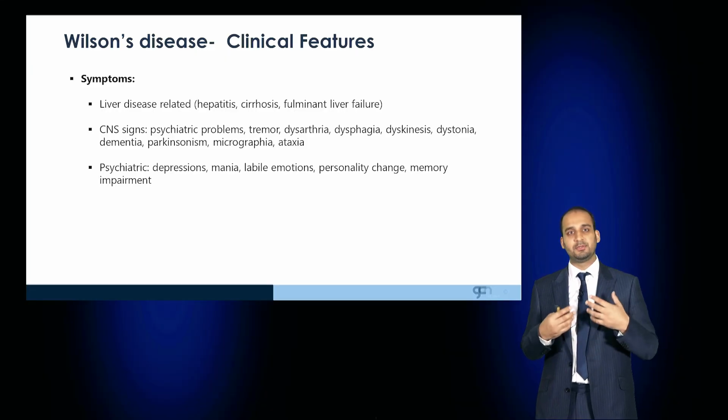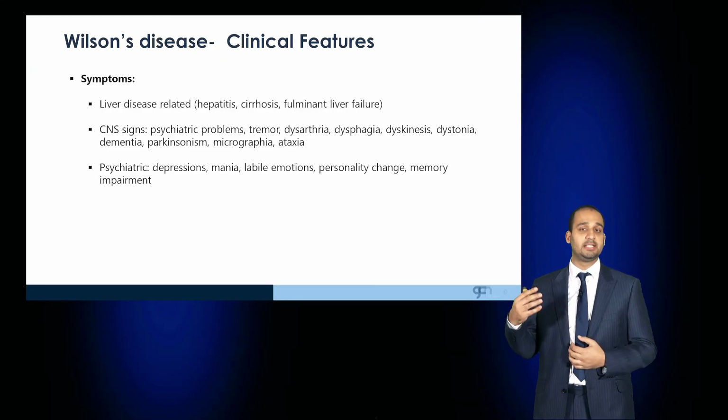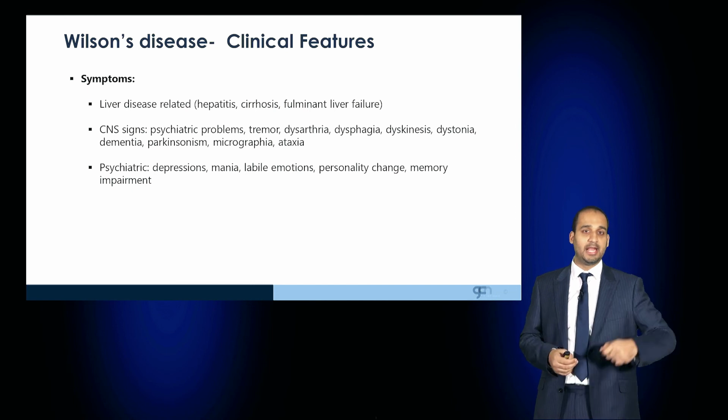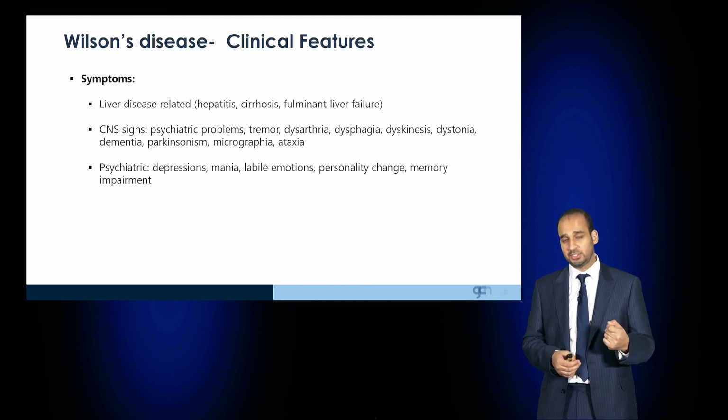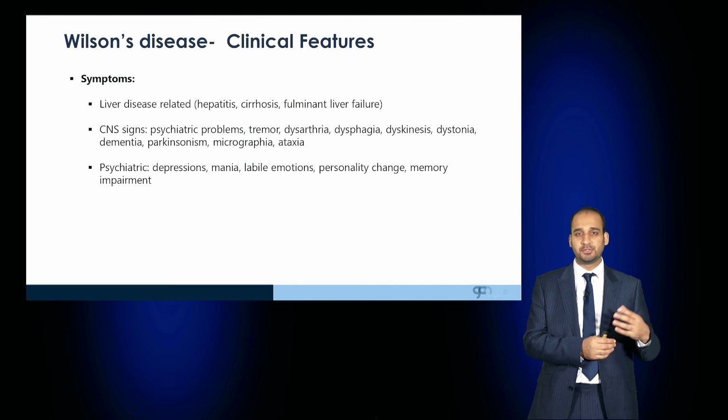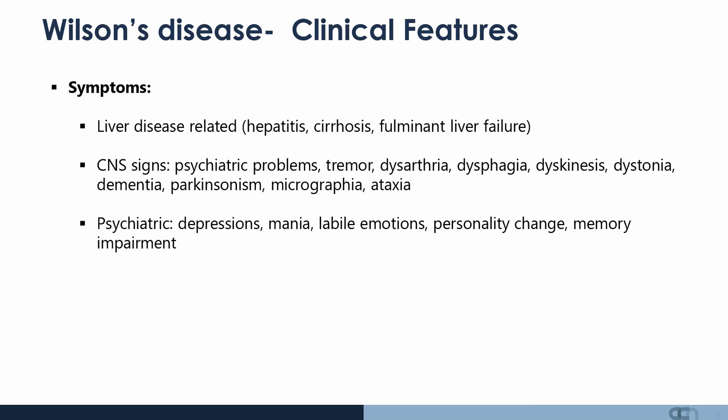The patients would have symptoms of liver disease, including hepatitis, cirrhosis, and fulminant liver failure. In the brain, they could develop complications, including psychiatric problems, tremor, dysarthria, dysphagia, dyskinesis and dystonia, as well as earlier onset dementia and Parkinsonism. Psychiatric complications include depression, mania, labile emotions, and memory impairment.